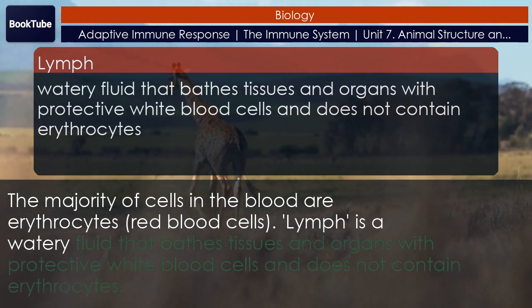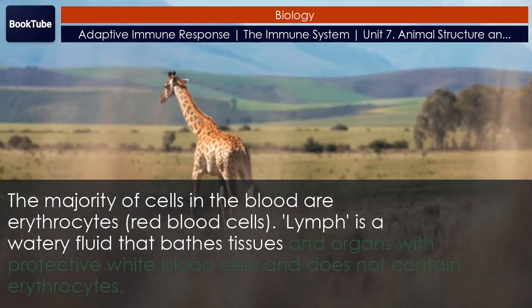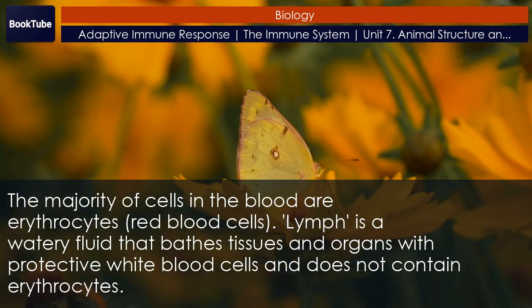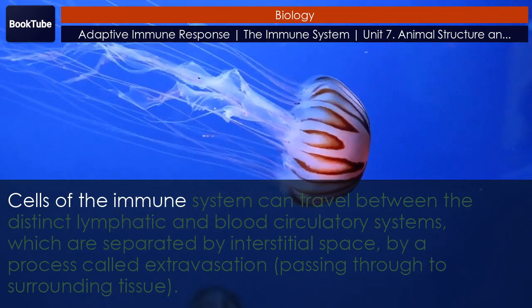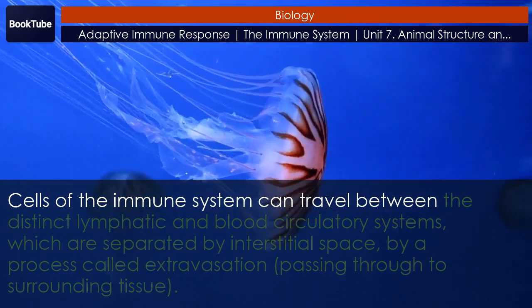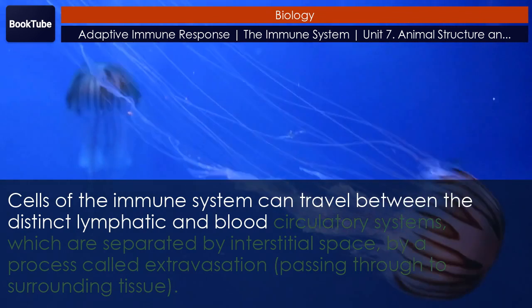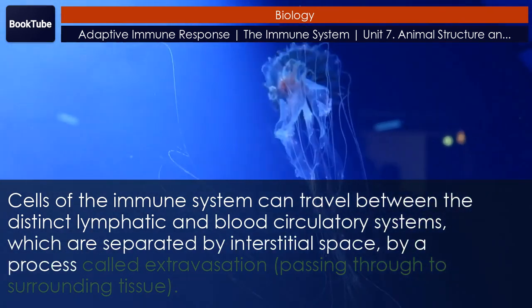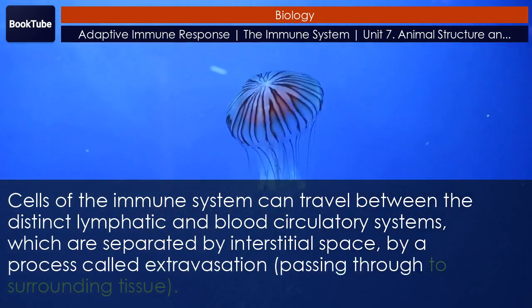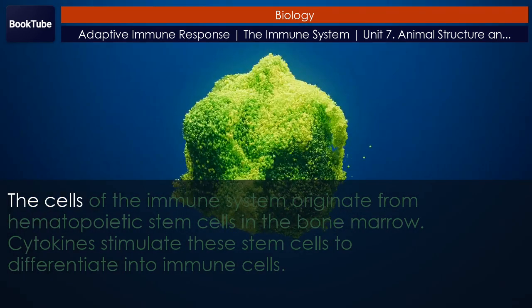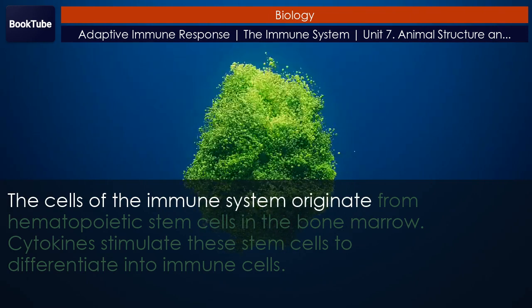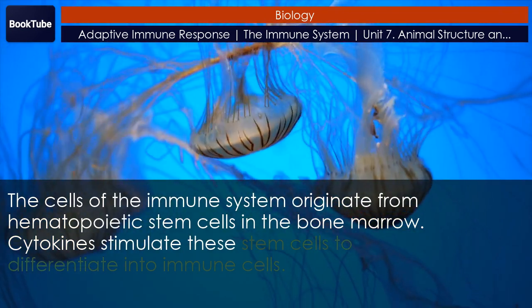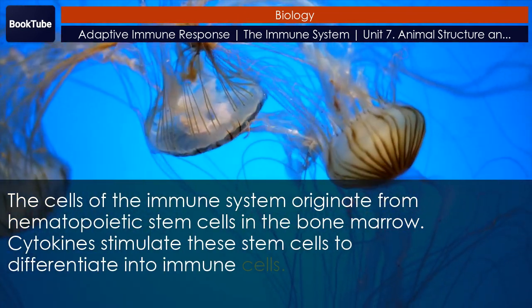Lymph is a watery fluid that bathes tissues and organs with protective white blood cells and does not contain erythrocytes. Cells of the immune system can travel between the distinct lymphatic and blood circulatory systems, which are separated by interstitial space, by a process called extravasation, passing through to surrounding tissue. The cells of the immune system originate from hematopoietic stem cells in the bone marrow. Cytokines stimulate these stem cells to differentiate into immune cells.